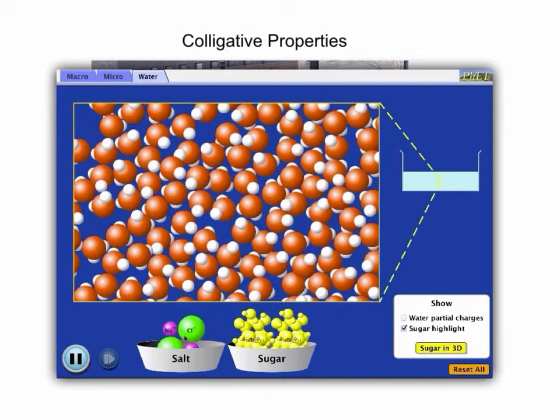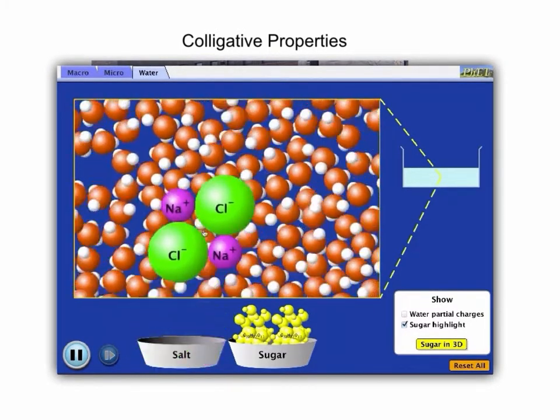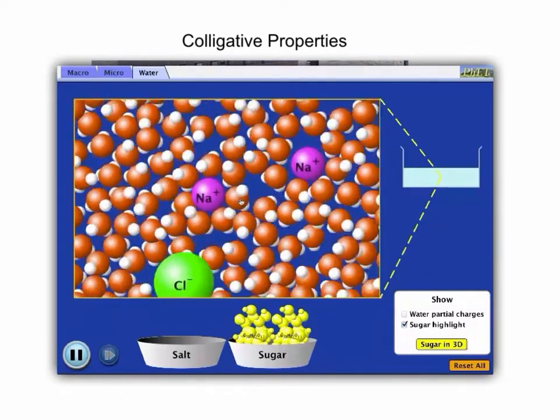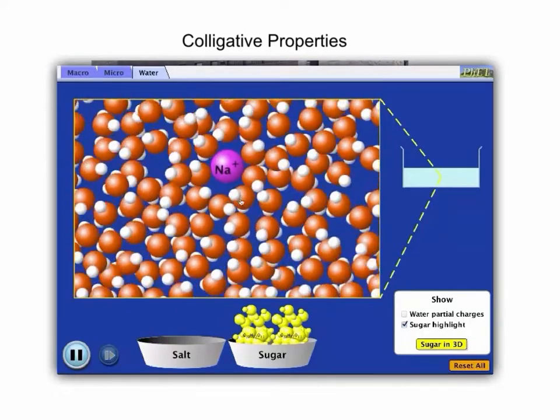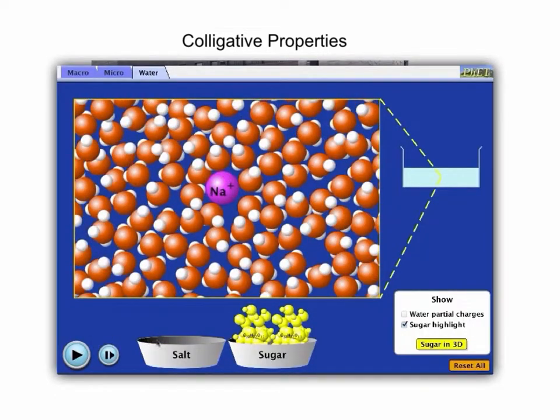Let's look at this on a smaller level. So here are water molecules, and what happens when we introduce salt? Well, when we introduce the sodium chloride, remember that ionic compounds break apart in water. Look what happens. This ion that's dissolved prevents the water molecules around it from coming closer together.